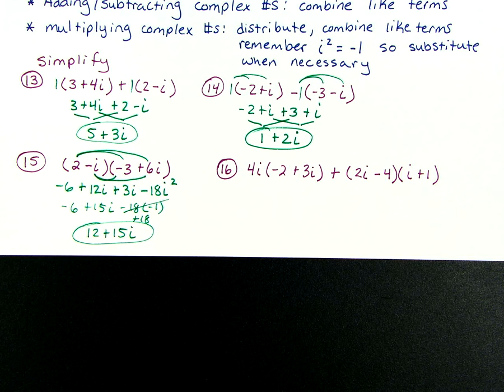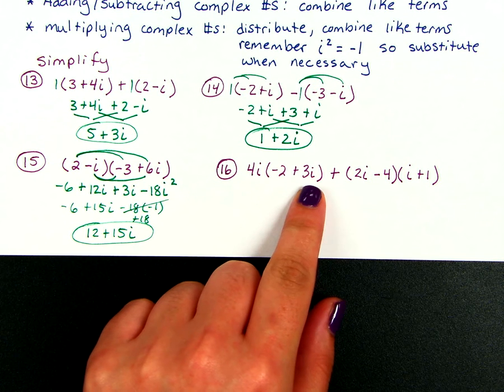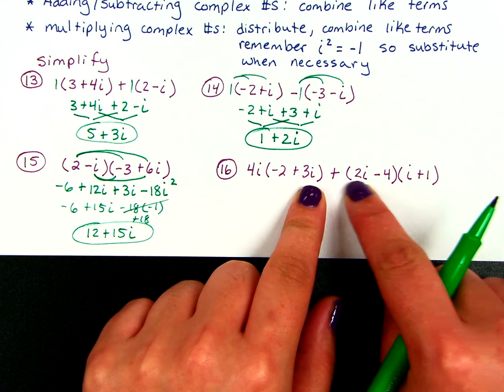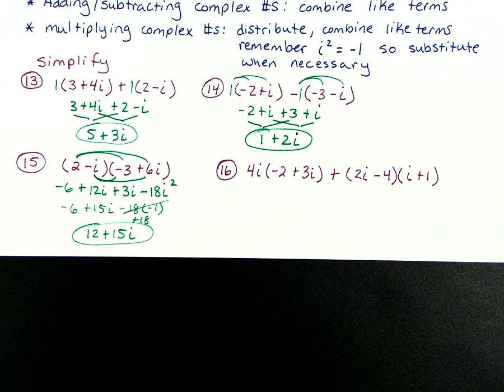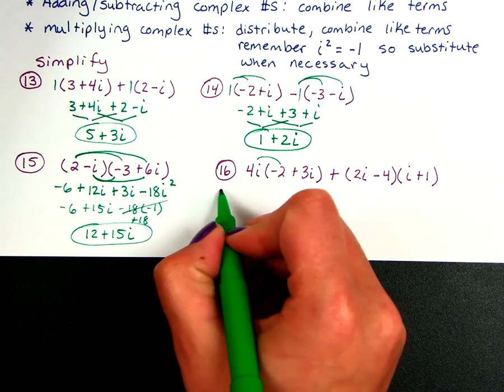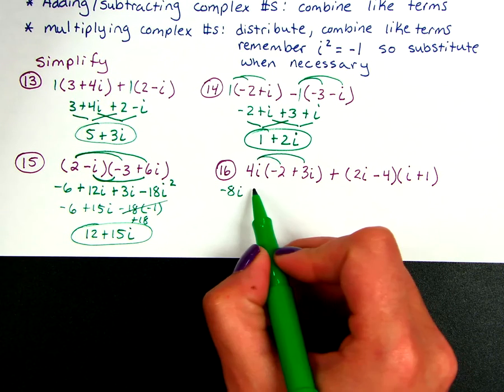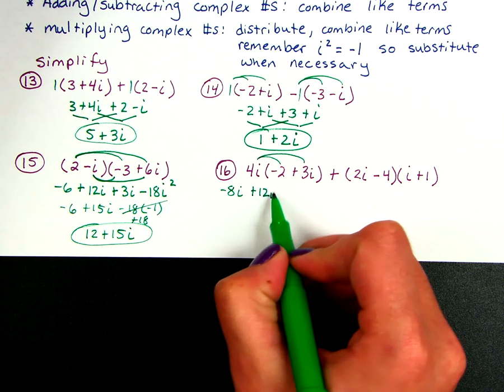All right, so the last simplifying problem. So we have a couple things going on. So we need to multiply 4i into everything in the first set of parentheses. The second set we are FOILing, and then we're adding in between, so we're going to be combining like terms. So let's start with distributing. So 4i times -2 is -8i. 4i times 3i is positive 12i squared.